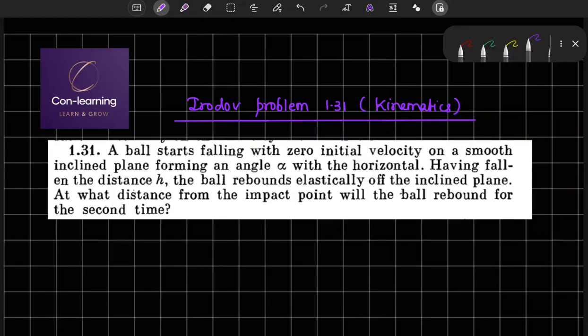Hello everyone. In this video, we are going to solve problem number 1.31 from Irodov, which is related to kinematics. Let us first read out the problem and then we will solve it step by step.